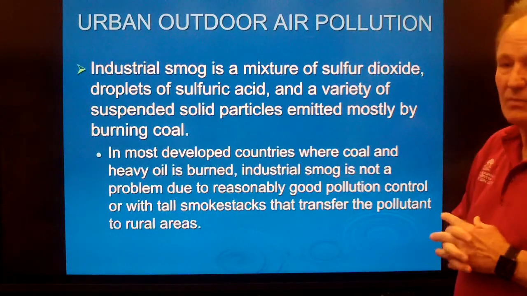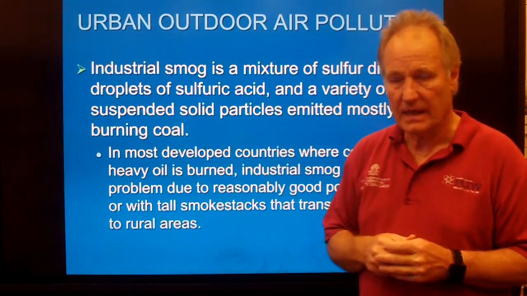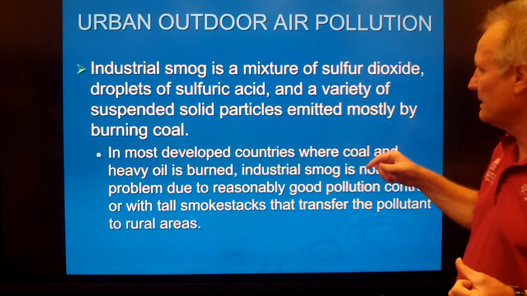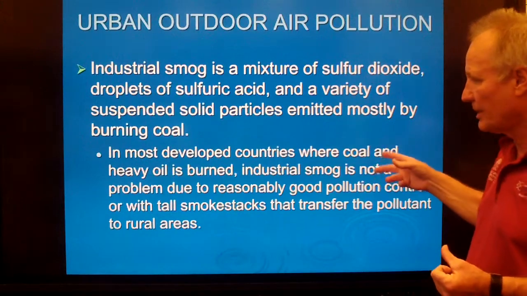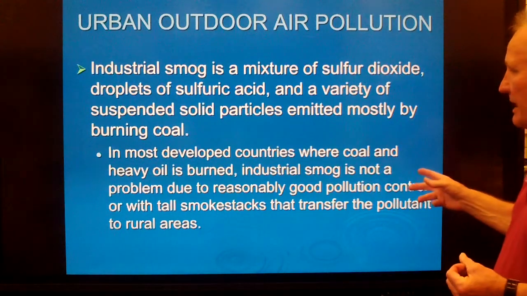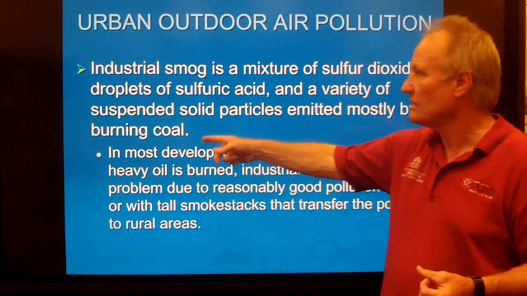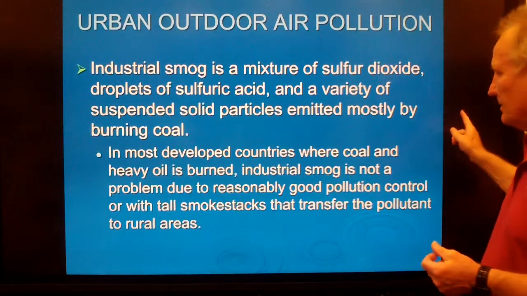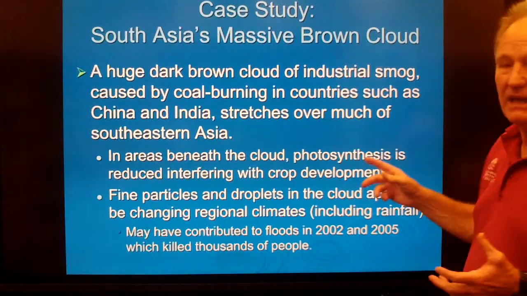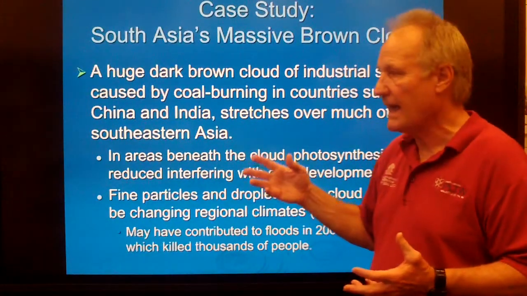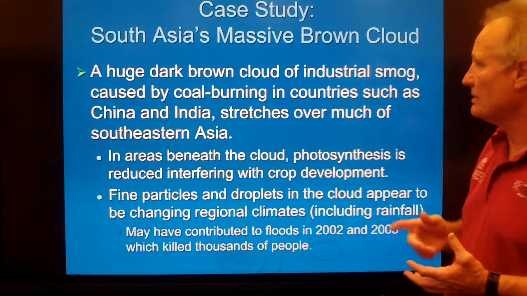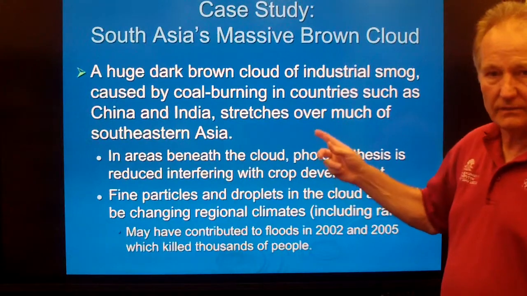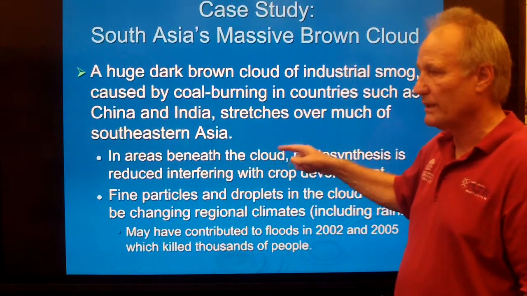Okay, industrial smog is a big issue. And how does industrial smog form? It's a mixture of sulfur dioxide and suspended particles, VOCs, and suspended particulate matter. The biggest source for smog really comes from burning coal. It's terrible. South Asia, throughout China, has a real serious problem with smog, and they have this brown cloud that sits over them. There are a couple of video links on your PowerPoint. Please take a look at those.